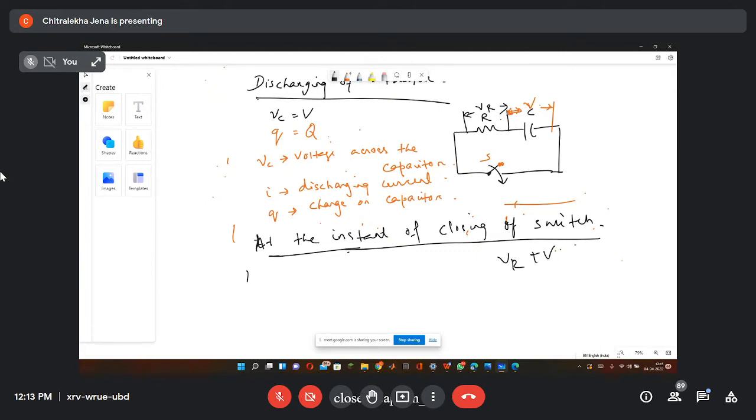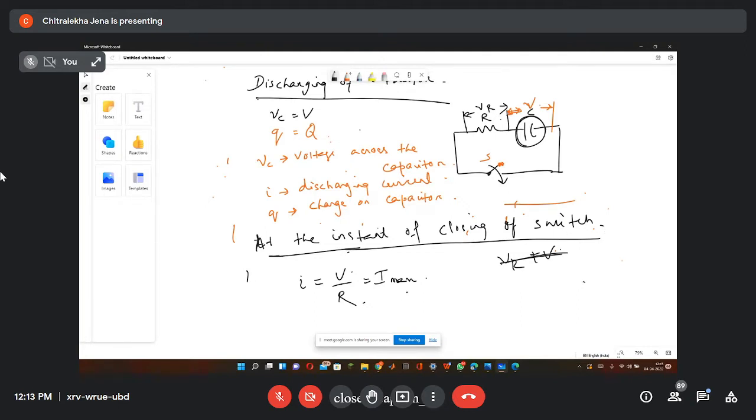No. See, listen, this capacitor will act as what? A voltage source. It is having a potential difference of V. So at that time, what will be the current in the circuit? Current is equal to V divided by R. Okay? Got it, ma'am. This is your maximum current. Am I clear to all of you?